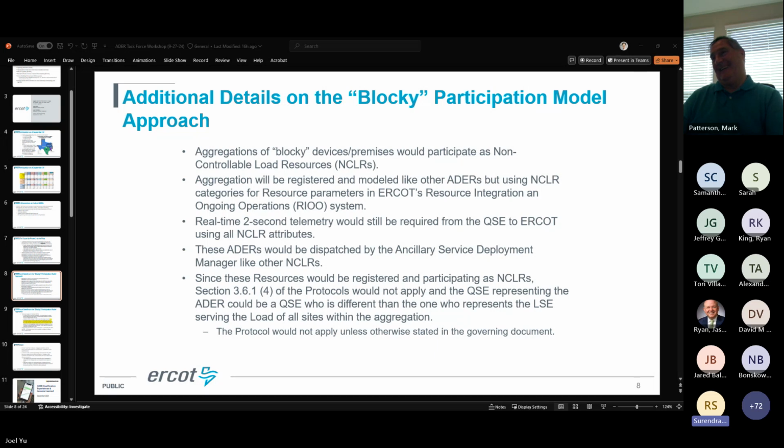I just have a quick question. Are you expecting then all of the ancillary service that ADER currently provides will be then extended to the blocky as well? Right now, phase 3 is only, I don't believe there's any discussion right now of extending it beyond non-spin and ECRS. So yes, they would be able to provide both of those. Okay, thank you. And Rajiv has his hand up too.